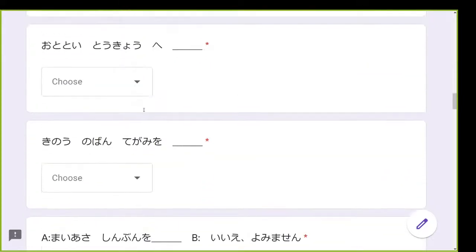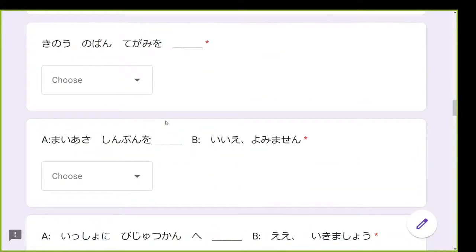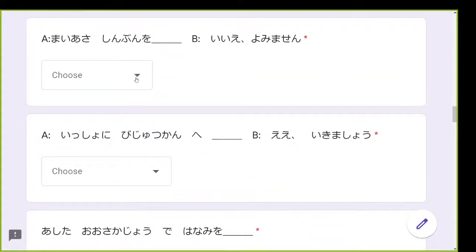Okay, next one, let's have Lee-san. おととい、東京へ行きました。Okay, very good. Because it happened two days ago, ikimashita. Very good. Next one, let's have Sneed. 昨日の晩、手紙を書きました。I wrote, kakimashita, because it's past tense, last night. Very good.